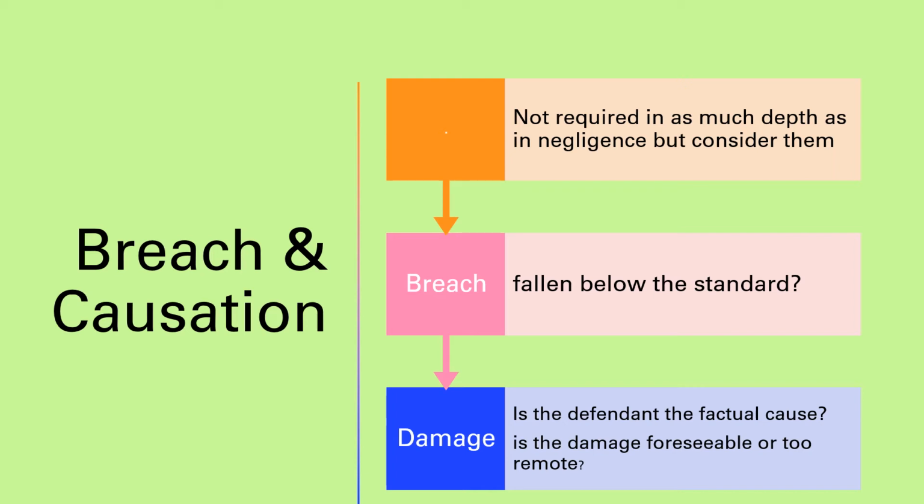So but for the actions of the occupier or the omissions of the occupier, or more accurately, but for the state of the premises, would the injury have occurred? And again, we ask then, is the damage foreseeable or too remote? So if it of course is too remote, then we will not have legal causation and there will be no liability. So we need to actually look in this scenario, have they fallen below the standard, were they the factual cause, and was the damage foreseeable or too remote? And once again, just give this a light touch approach.